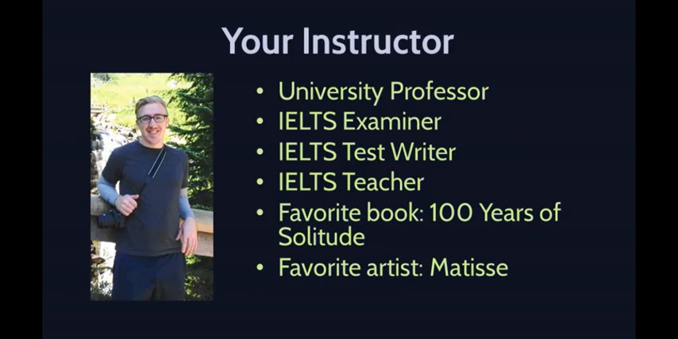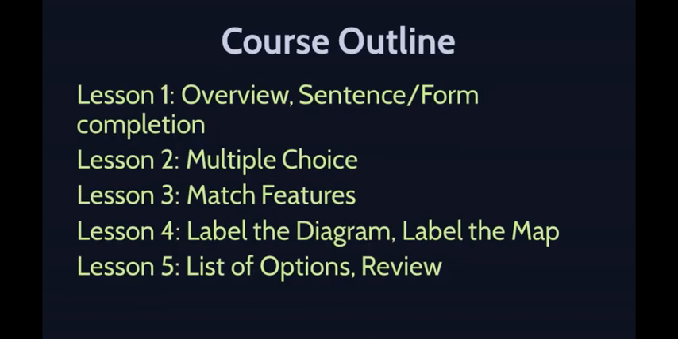A little bit about me. I think I told you guys most of this stuff in lesson one, but as always, there's two new little facts. We should do a quiz later or something. My favorite book is called 100 Years of Solitude. It's really good. And then my favorite artist is Matisse. Always been my favorite.